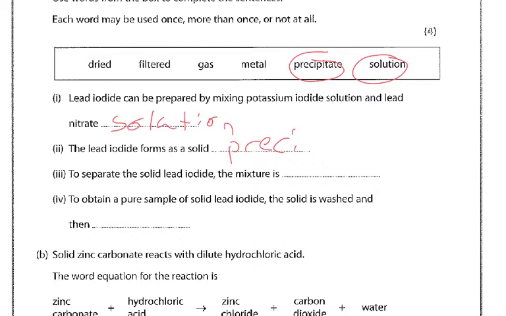Please excuse my handwriting. To separate the solid lead iodide, the mixture is something. Not gas, definitely. It's going to be filtered or dried. Well, we've got to filter it first. So, filtered, it's going to go here. To obtain a pure sample of solid lead iodide, the solid is washed and then dried. Most people managed to get those last two marks. It was the solution and precipitate marks that people struggled on.